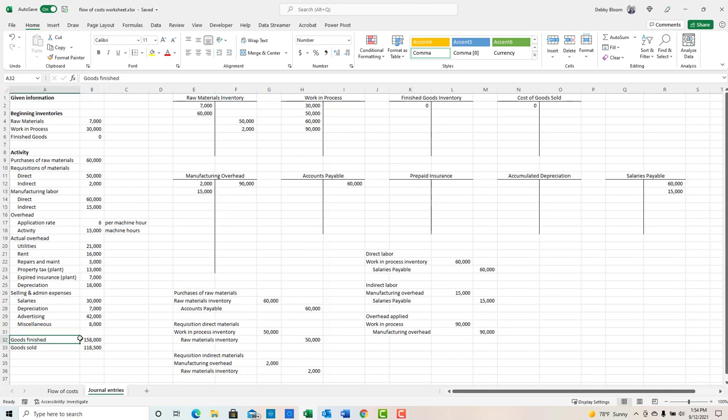Now two more things are going to happen before I finish with the actual overhead. The first thing is we have to journalize our goods that are finished. For the goods that are finished, we're going to debit finished goods inventory, and we're going to credit work in process. We're told in the problem that $158,000 of goods were finished. So we're going to debit finished goods and credit work in process for $158,000.